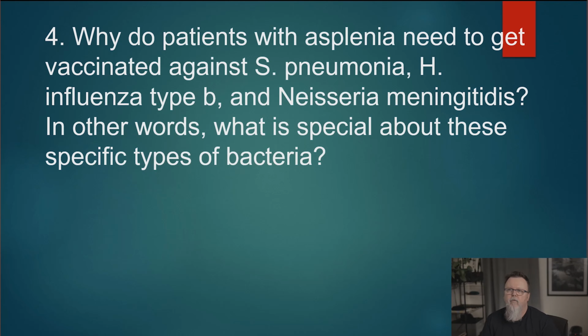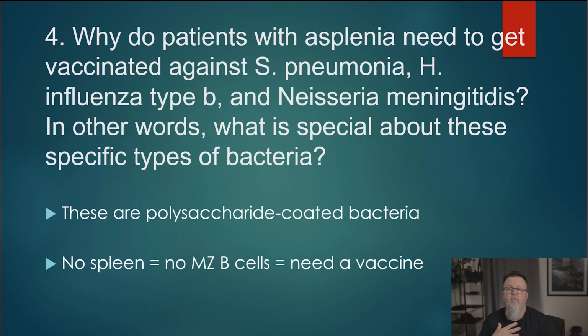All right, question 4. So why do patients with asplenia need to get vaccinated against these listed bacteria, or what's special about these specific types of bacteria? So these are also polysaccharide-coated or encapsulated bacteria. And as we talked about previously, there's the need for vaccination against these types of bacteria because no spleen means no marginal zone B cells, which means that a vaccine is needed.